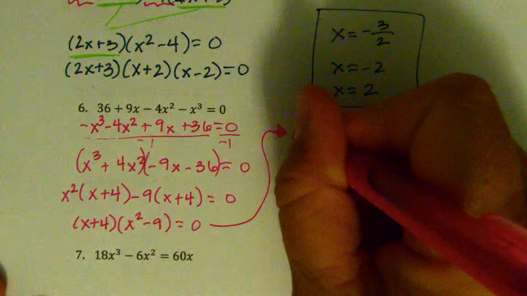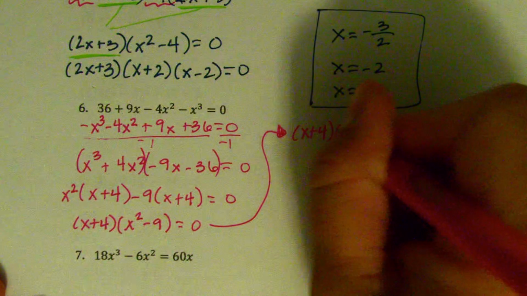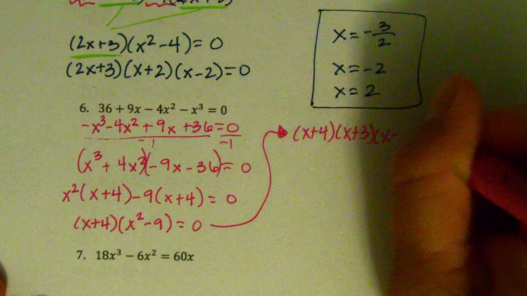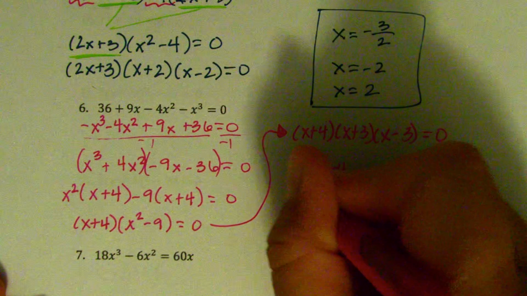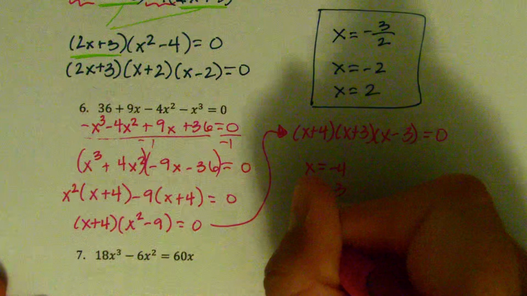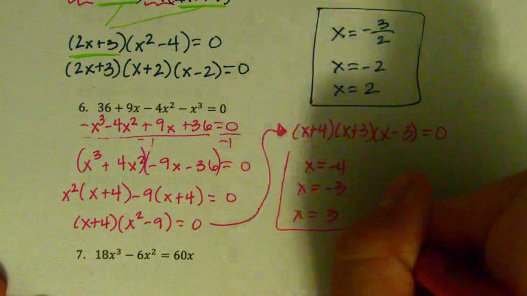So I have x plus 4, x plus 3, x minus 3 equals 0. That gives me x equals -4, x equals -3, and x equals +3.